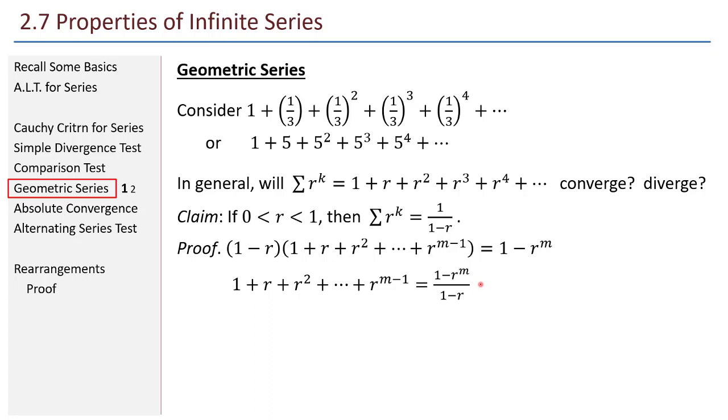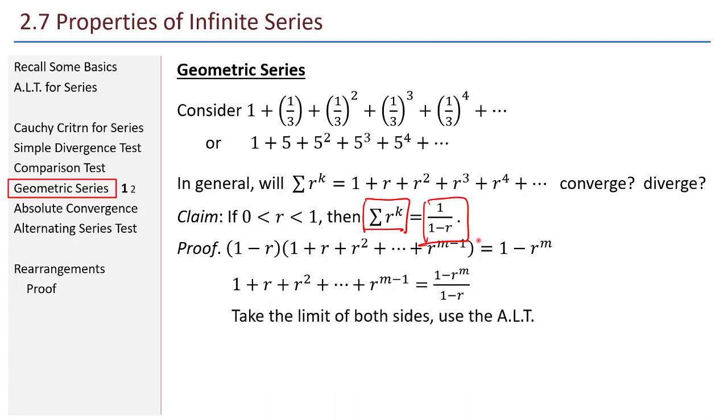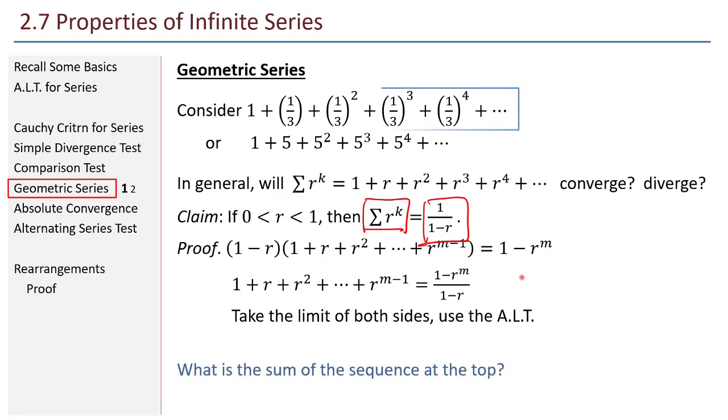And now, let's imagine taking the limit as m goes to infinity. Basically, I'm taking the limit of both sides, thinking of these as sequences. On the left, what happens when I take the limit as m grows without bound? Oh, that's just exactly our infinite sum. And on the right, what happens to the right-hand side as m grows to infinity? Well, r is between 0 and 1, so that shrinks to 0. And I'm left with 1 over 1 minus r. So take the limits of both sides and use the algebraic limit theorem for sequences, and we get our result.